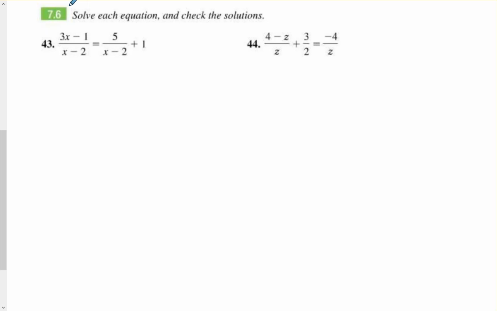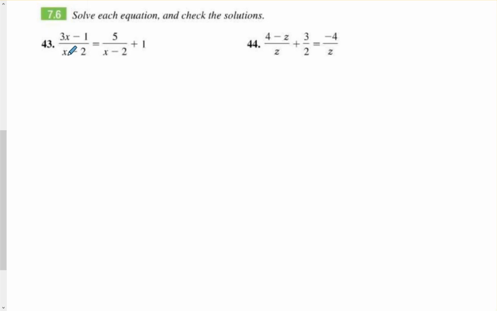So in this section we'll be looking to solve equations when we have rational functions within the equation. The key thing in solving any equation with these fractions is to multiply through by the common denominator to clear out any fractions.